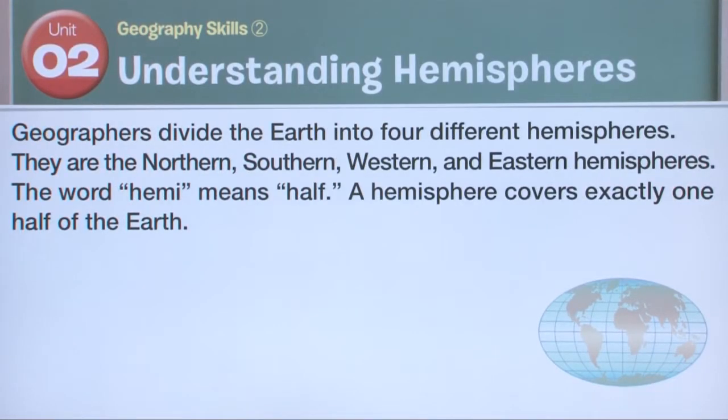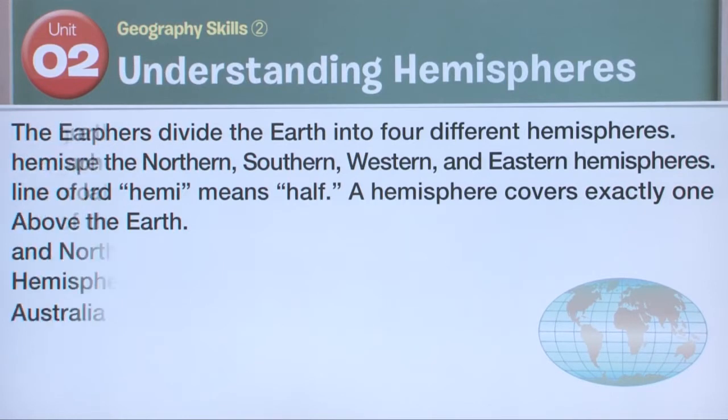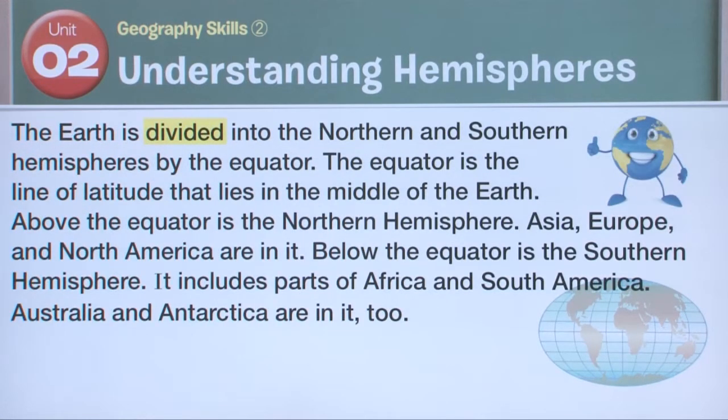Understanding hemispheres. Ready? Let's read together. Geographers divide the earth into 4 different hemispheres. They are the northern, southern, western, and eastern hemispheres. The word hemi means half. A hemisphere covers exactly one half of the earth. The earth is divided into the northern and southern hemispheres by the equator. The equator is the line of latitude that lies in the middle of the earth.